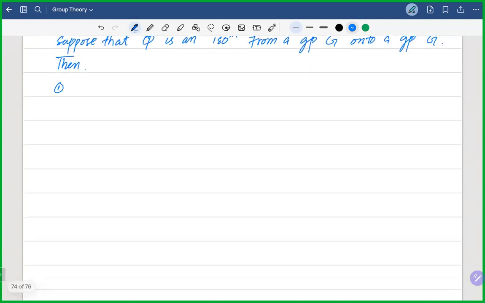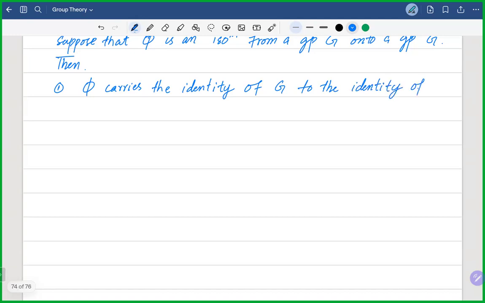1. Phi carries the identity of G to the identity of G bar. That means phi of e is equal to e bar, where e is the identity of G.